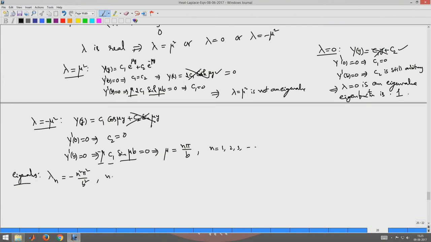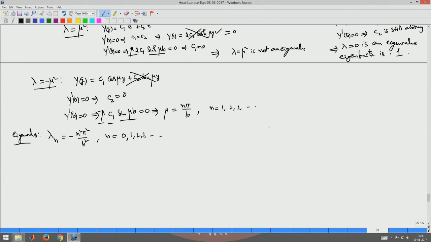Eigenvalues are lambda n squared, where n is from 0, 1, 2, 3 onwards, and the eigenfunctions are y n of y. What are the solutions? With arbitrary C1 you can take it as 1. So you get cos(n pi y by b), for n from 0, 1, 2, 3 onwards. So, I have got eigenvalues and eigenfunctions.